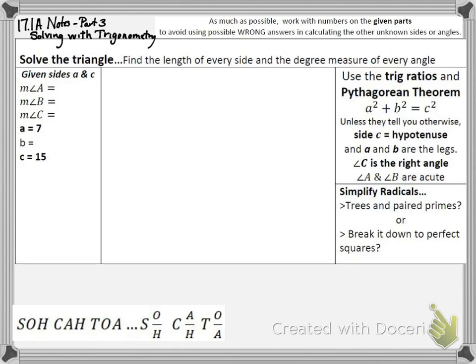On page 1, the first video, we just did problems where we had to find one missing side or one missing angle. Now we're going to deal with problems where we have to solve the whole triangle, find every part that they didn't already give us. We're going to draw ourselves a right triangle.